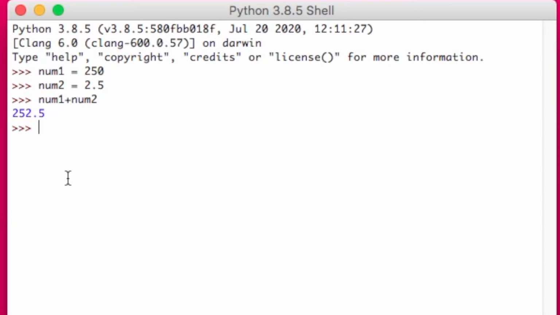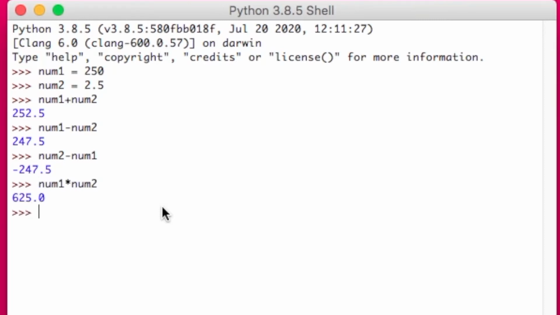And you can also subtract num1 minus num2. You can also do it the other way around. Here you'll get a negative integer, and you can also multiply them. Num1 times num2 would be 625.0. As you can see here, it's a float, but in reality it could be an integer too, so we can change that later.